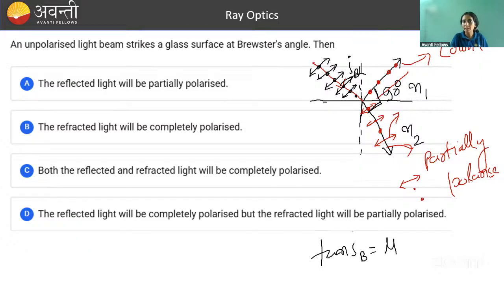Mu is the refractive index of the second medium with respect to the first, so this is n2 by n1. Okay, so this is Brewster's concept. Now, what will be the answer?